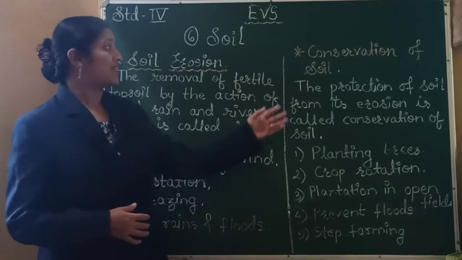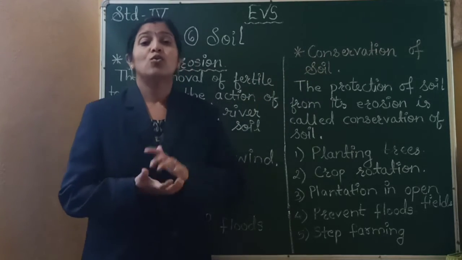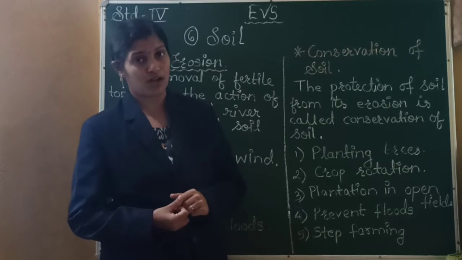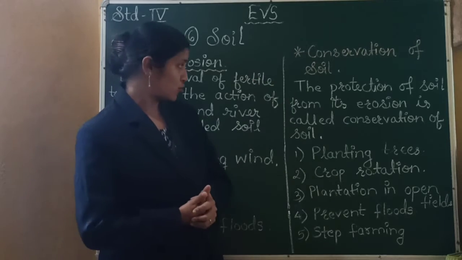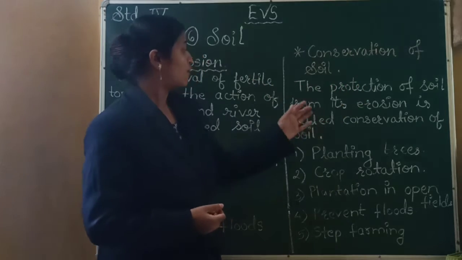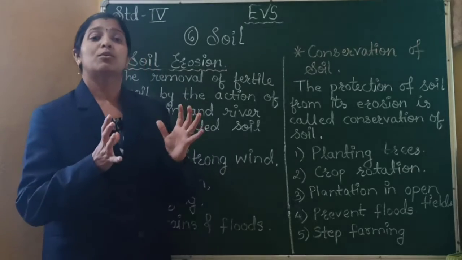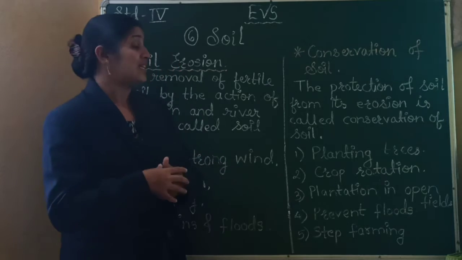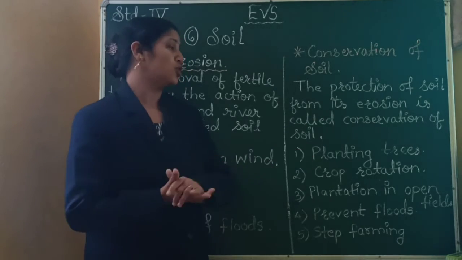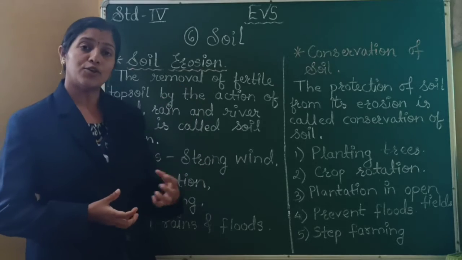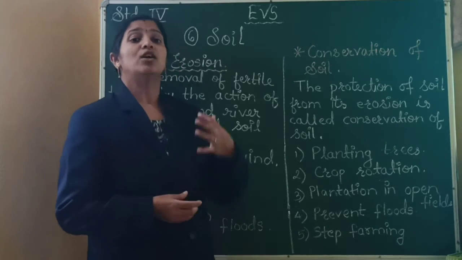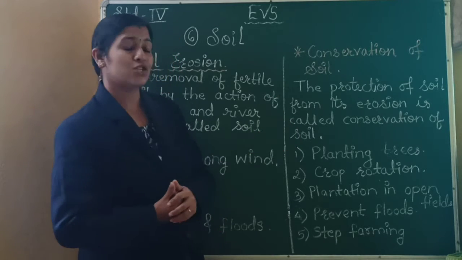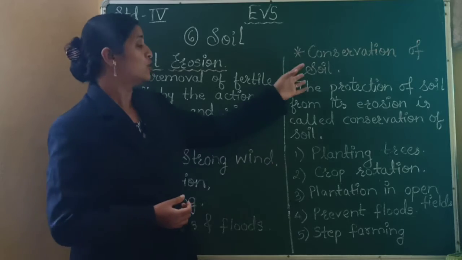Now, the next point, that is conservation of soil. What is conservation? Conservation means protection of soil. So, what is protection of soil? The protection of soil from its erosion. The protection of the soil from the process of getting eroded is called conservation of soil. The fertility of the soil has to be maintained by protecting it from getting eroded, and that process is called conservation of soil.